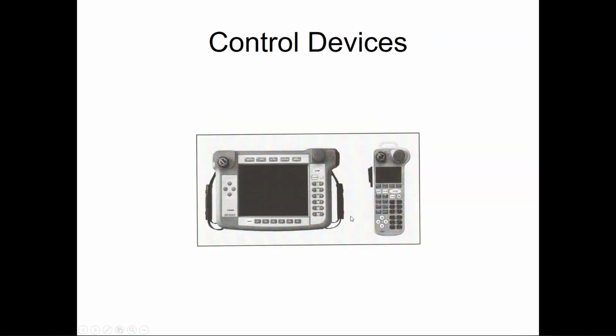Okay. These are the control devices, or what are known as teach pendants. These are actually what tell the robot, this is the job I want you to do, so go do it. It's how you program the robot, take it through its steps and everything else. Does that make sense? I'm going to assume so.